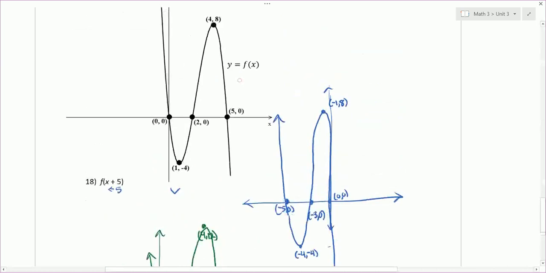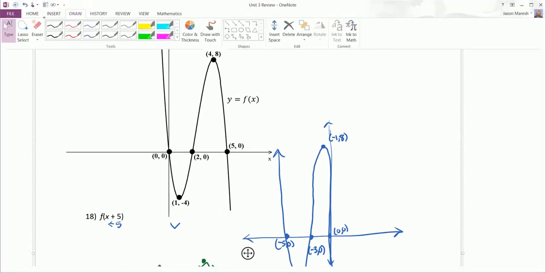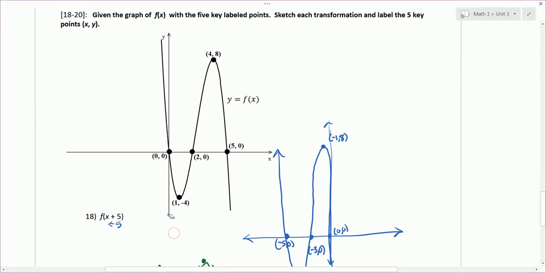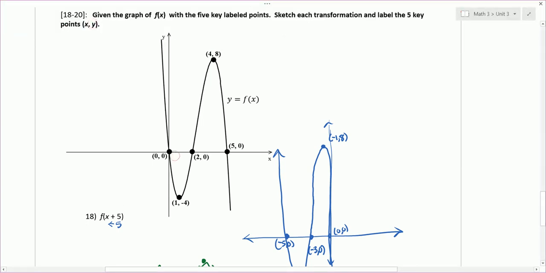So let's go back. Remember that we're going to reflect about the x-axis first, then move down 4. Well, if you have a point on the x-axis, so let's start with 0, 0. When you reflect that about the x-axis, it's still on the x-axis. And then you're going to move it down 4 units, so we're subtracting 4 from the y value. And it's going to be right here at 0, negative 4.